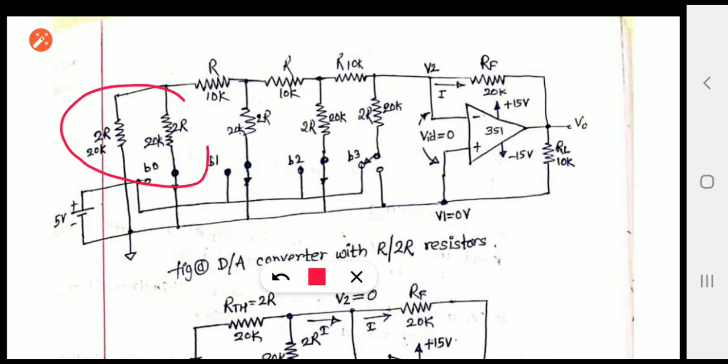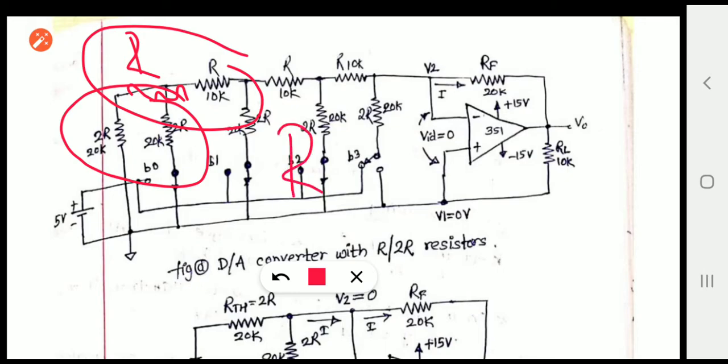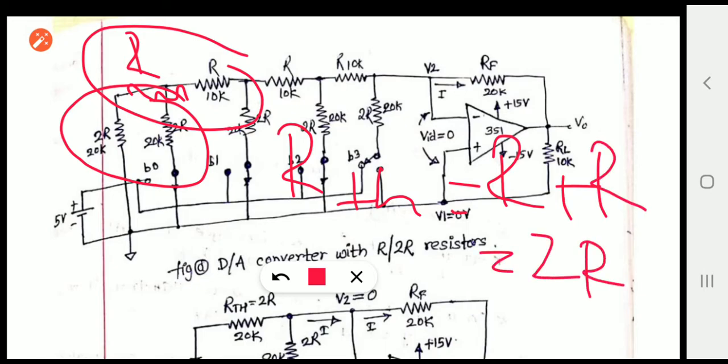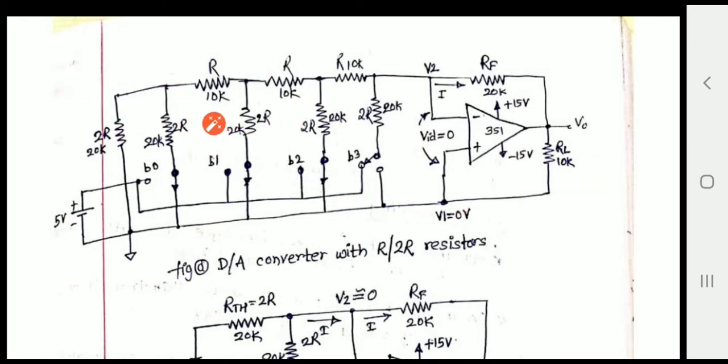Now the total value of this is nothing but R, which is connected in series with this. So this is nothing but again R. So this R and R are in series, so we can write the total resistance RTH across this as R plus R, which is nothing but again 2R. So now at this point again it is 2R, connected in series.